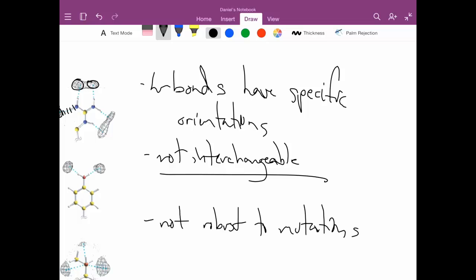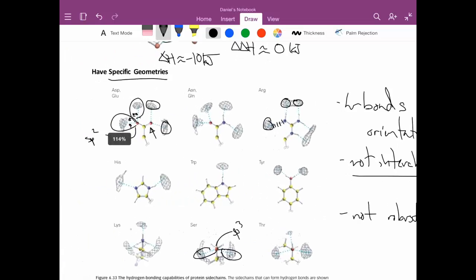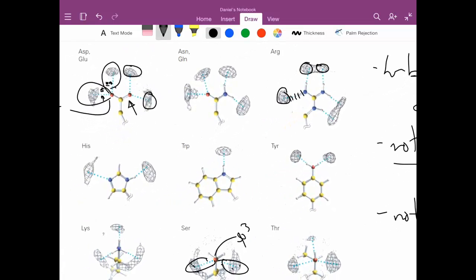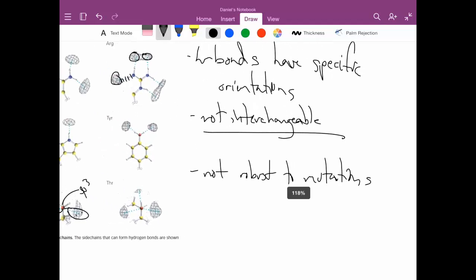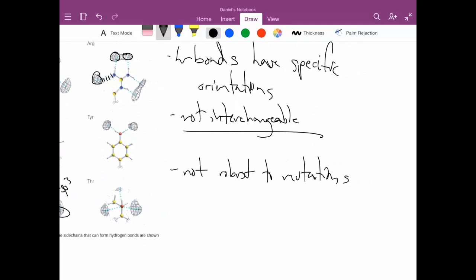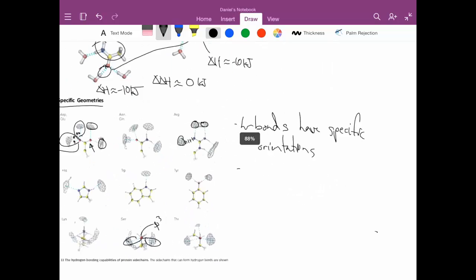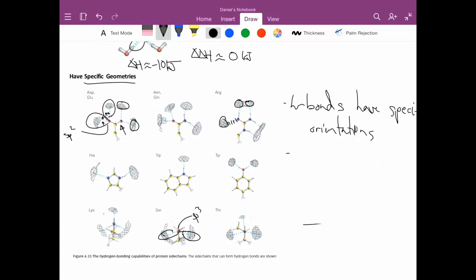That is, if you have a hydrogen bonding group that has a specific function and you change it with another hydrogen bonding group, it is not likely that it will have the same orientation, and thus it is not likely that it will lend the same structure to the protein or lend the same catalytic activity. So it is not robust to mutations because of this, the geometric constraints.